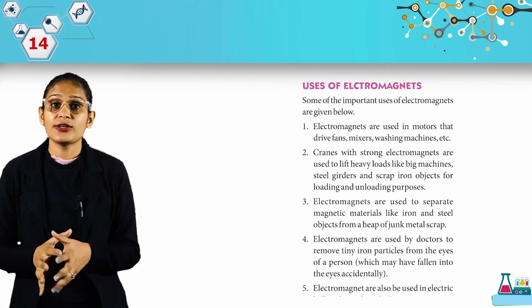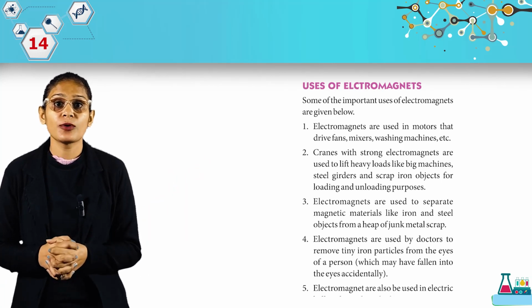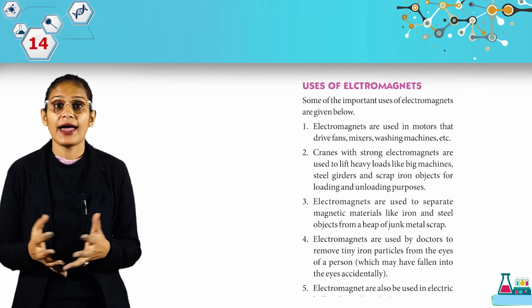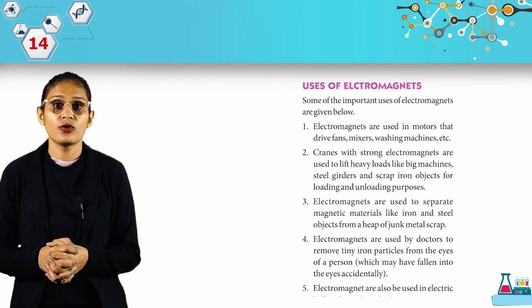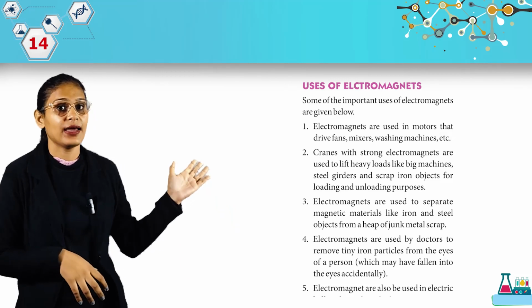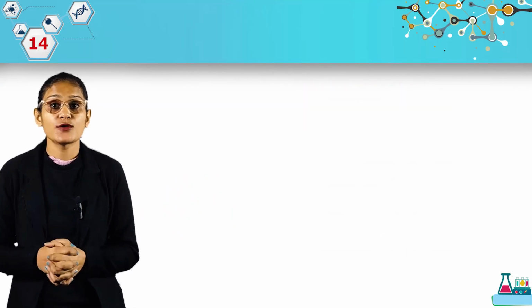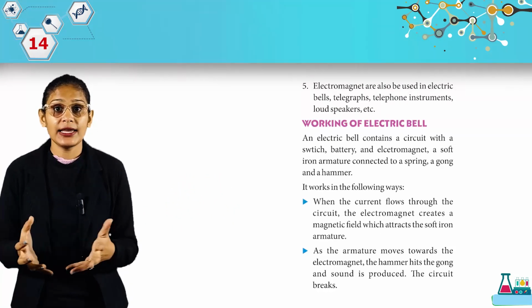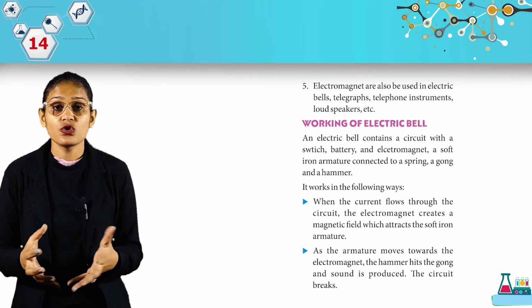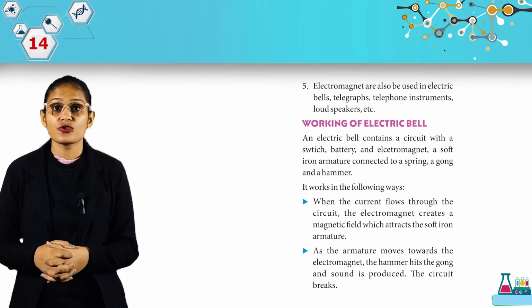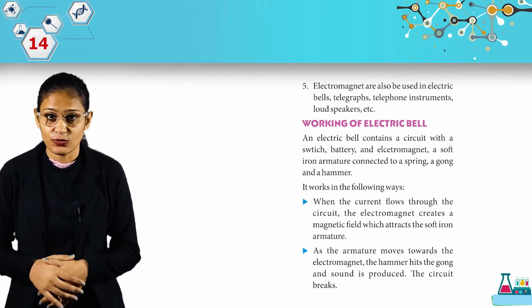Then fourth, electromagnets are used by doctors to remove tiny iron particles from the eyes of a person which may have fallen into the eyes accidentally. Then electromagnets are also used in electric bells, telegraphs, telephone instruments, loudspeakers, etc. So student, these are the uses of electromagnets.